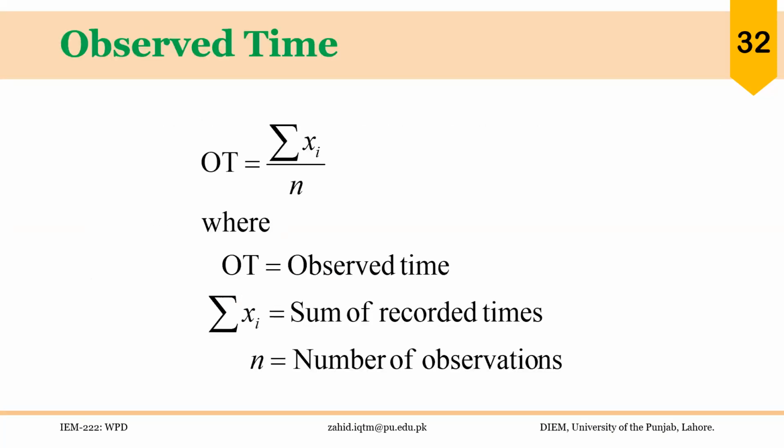So you simply add the times that you have observed for the different observations, and divide by the number of observations. That will give you the observed time. I actually call it average observed time because that is the mean. Simply the sum of the times for the cycles that you observed divided by the number of cycles. So that is average observed time.